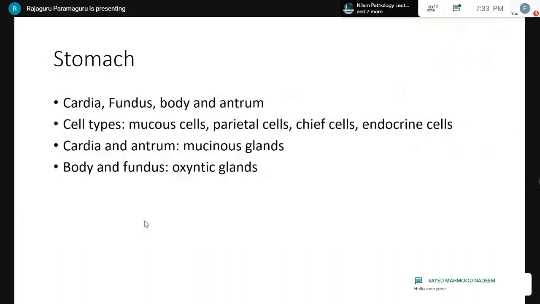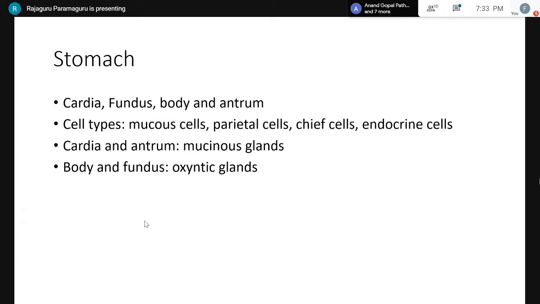So we'll go on to the stomach, then the small intestine, and then the colon. I think the esophagus was covered quite extensively by Dr. Roja, so I'll not be covering the esophagus. Since this is divided over 3 days, I'll try to cover stomach and small intestine today, and then for the next session, I'll go with colon and the approach to polyps of the GI tract.